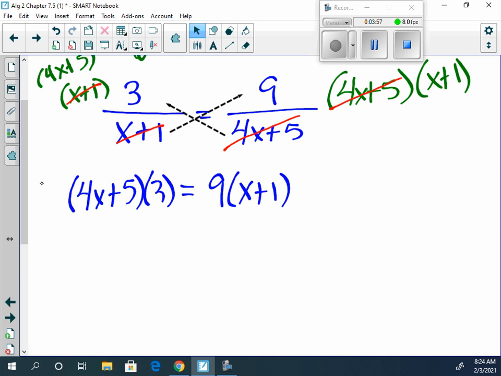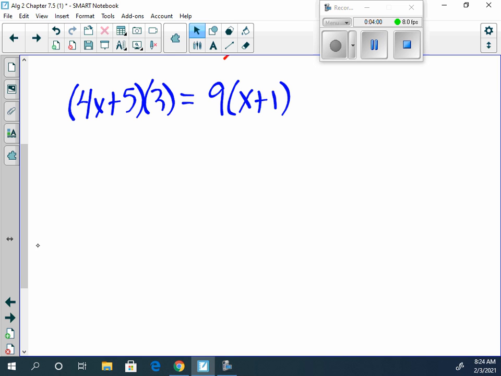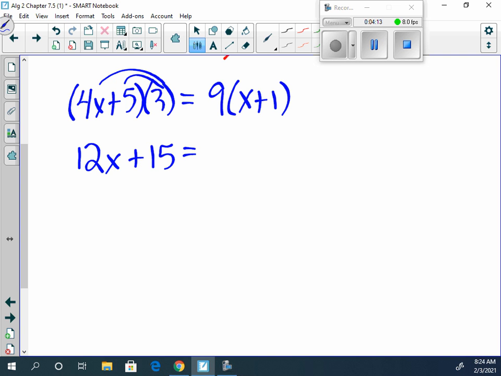Okay, let's go on and solve this here. Well, to solve this, I'm going to have to distribute the 3. 3 times 4x is? 3 times 5 is? Do the same thing on the other side. 9 times x is? Plus? Okay, what do we do next? We have to get x on the same side, yes? And everything else on the other?